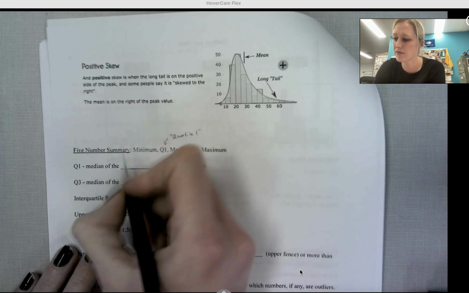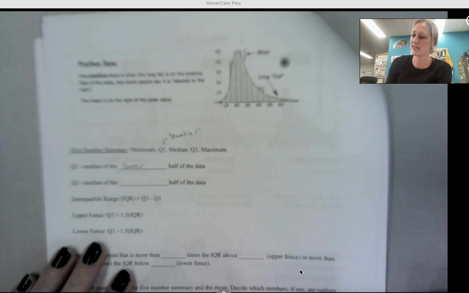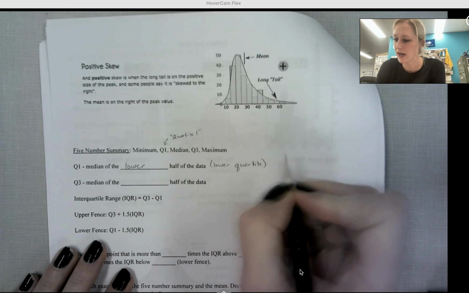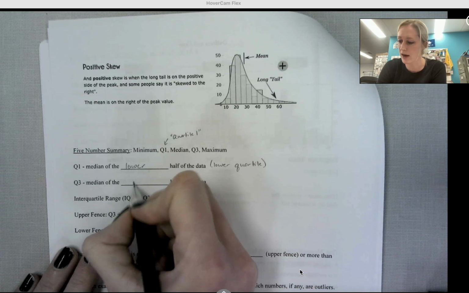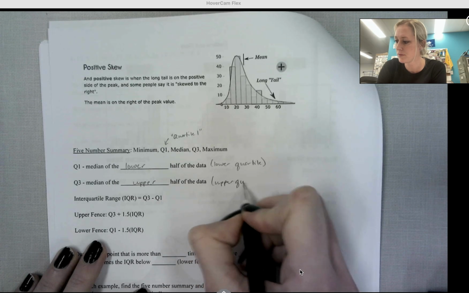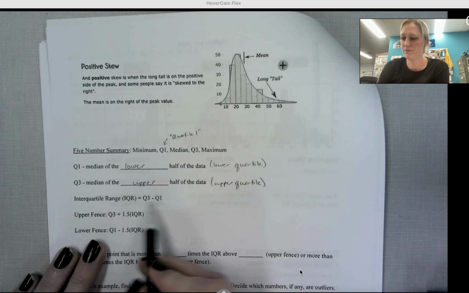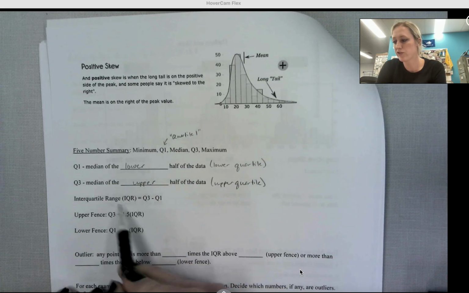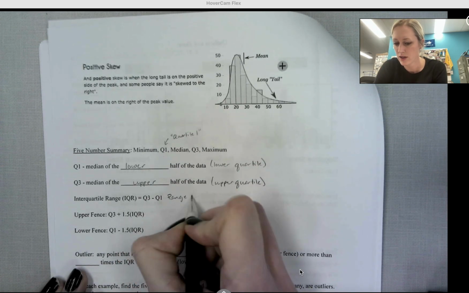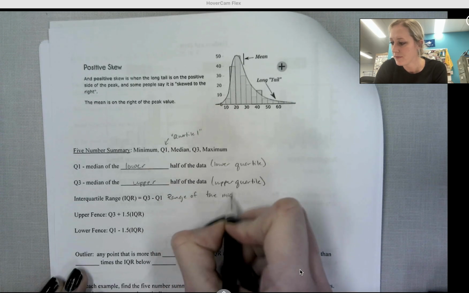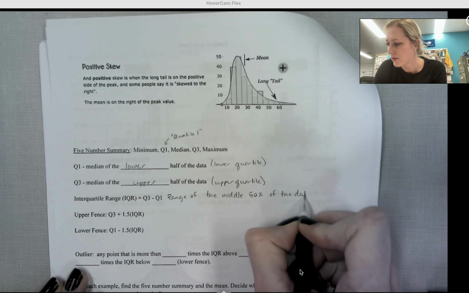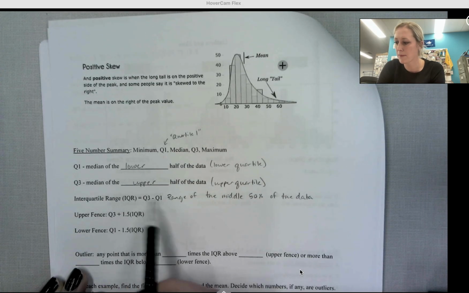Okay, so Q1 is the median of the lower half of the data, and we call that the lower quartile. Okay, Q3 is the median of the upper half of the data, and we call that the upper quartile. Okay, we also will find this range, the IQR, which stands for interquartile range, and what that is, it's the range of the middle 50% of the data. Okay, and so how we find that is we do Q3 minus Q1.